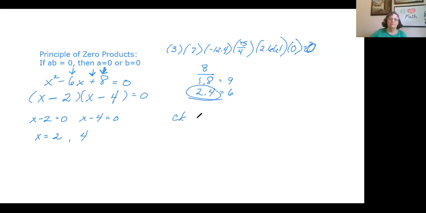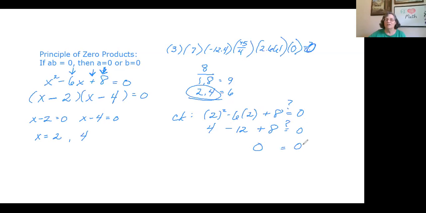Now we can check this. If I put a 2 in place of the x, then I've got 2 squared minus 6 times 2 plus 8 should equal 0. This is 4 minus 12 plus 8. 4 and 8 is 12. 12 minus 12 is 0. So this is 0 equals 0. This is kind of a question mark here, but at this point it's absolutely certain that the solutions are indeed 2 and 4.